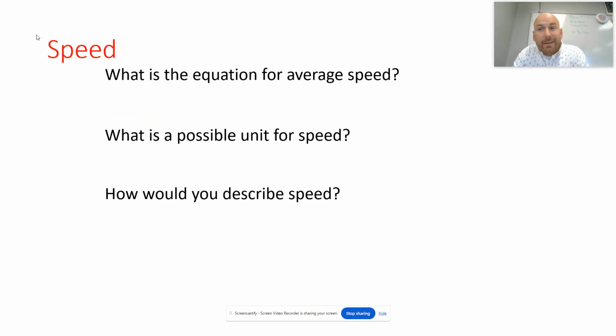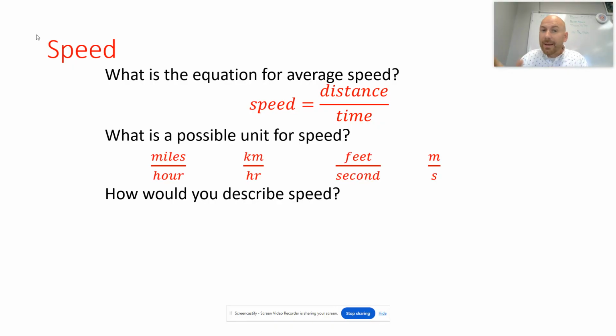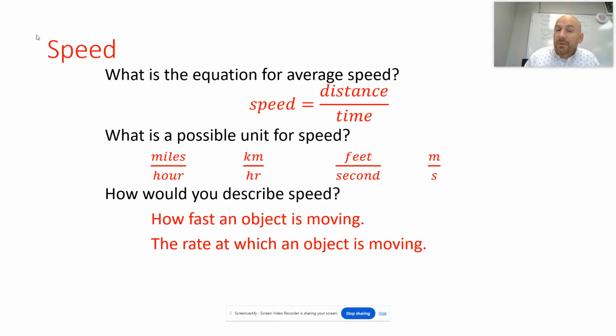Speed, we talk about that all the time. The equation for speed, which you learned in middle school, maybe even before that, is distance divided by time. The units for that, you've got lots of different options: miles per hour, kilometers per hour, feet per second, meters per second. How do you describe speed? How fast an object is moving, or the rate at which an object is moving.